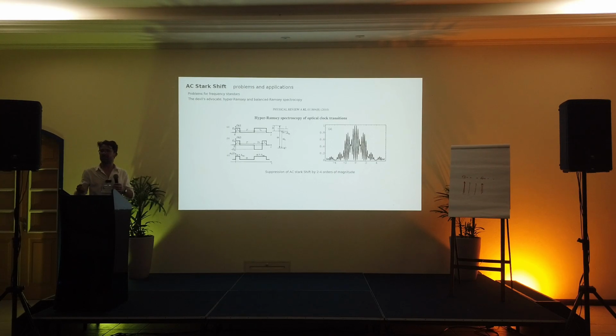So the spin echo is a technique to get rid of magnetic fields, or whatever field you have which is constant during your operation, where you just use 3 pulses. In hyper-Ramsey spectroscopy you can use 5, 6, 7, different ways of doing it, and you can actually reduce the AC Stark shift by 2 to 4 orders of magnitude. So really for clocks this is something. So this is a better way than using this reduction of the AC Stark shift.